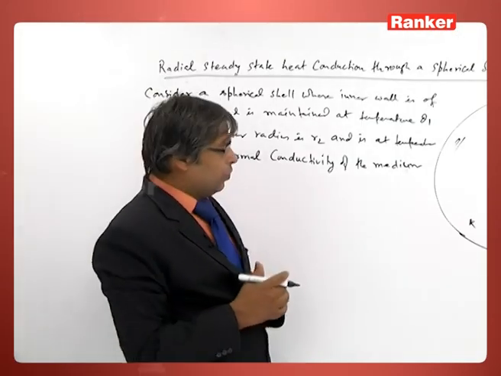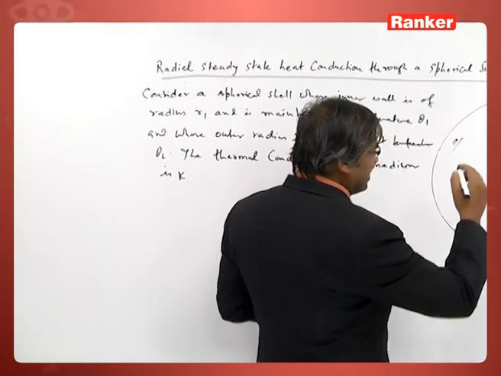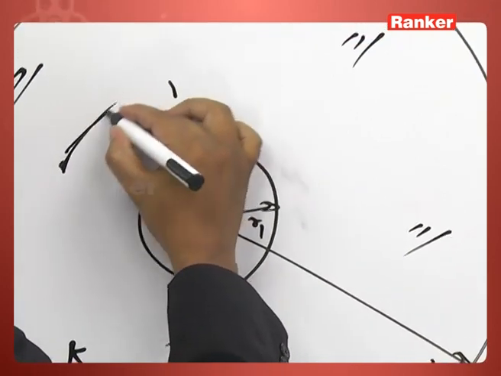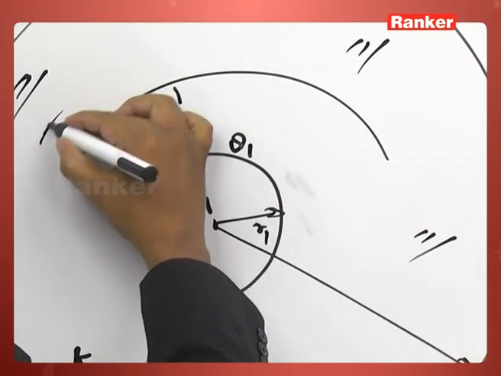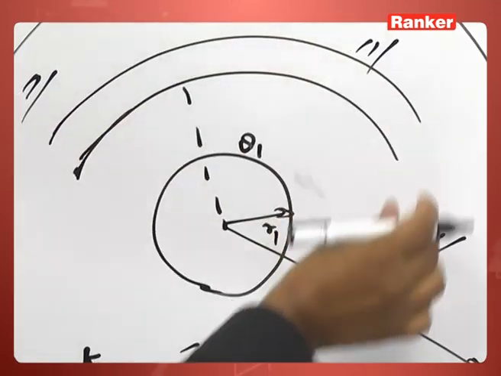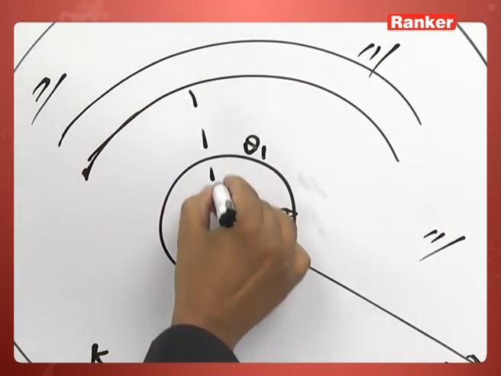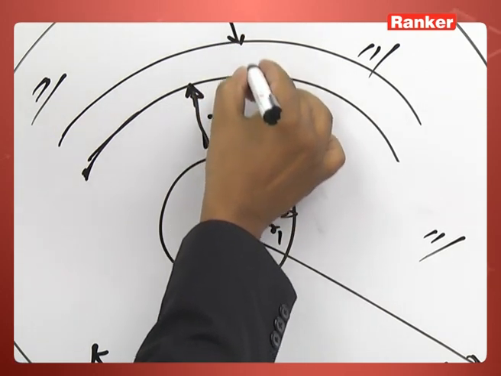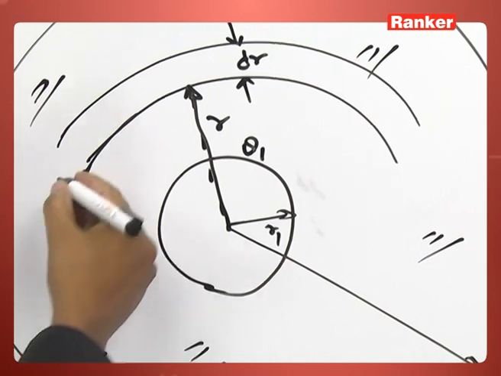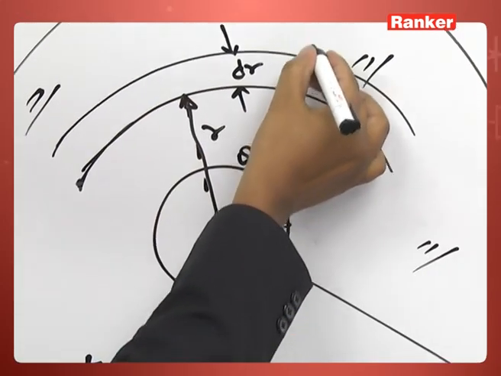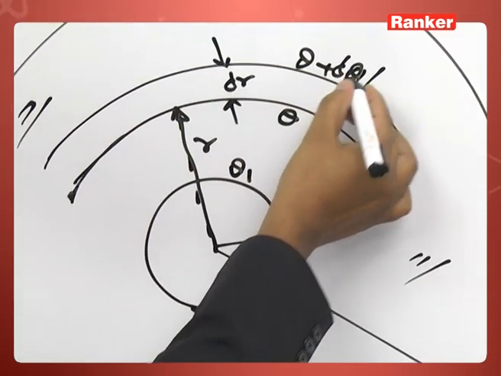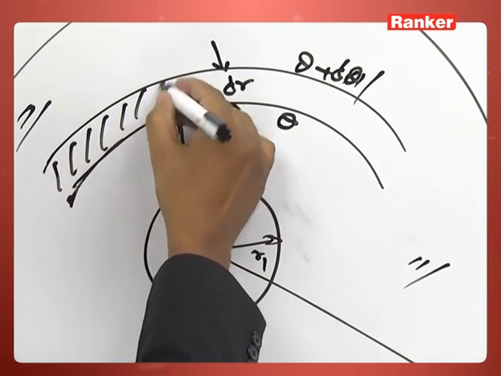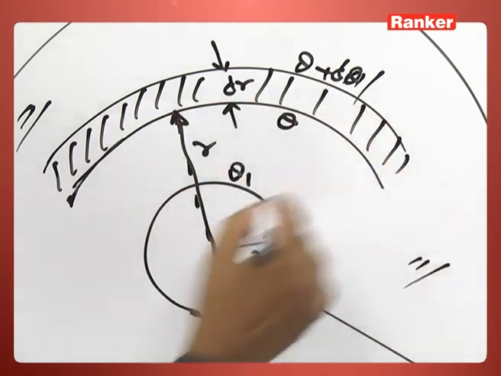So, now what do we do? We just imagine an annular region, this is the annular region, a differential ring whose radius is r and whose annular width is dr. Now, the inner part has a temperature theta and here theta plus d theta. So, now let us shade this. This is the annular width I am considering.